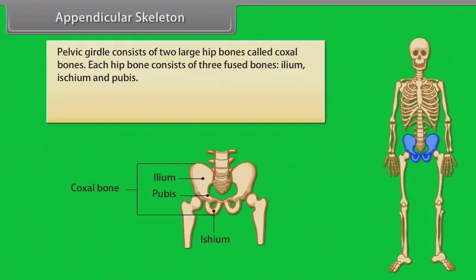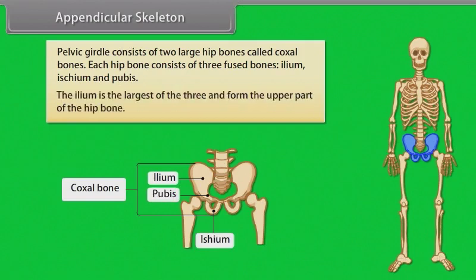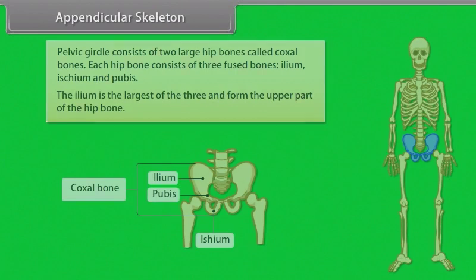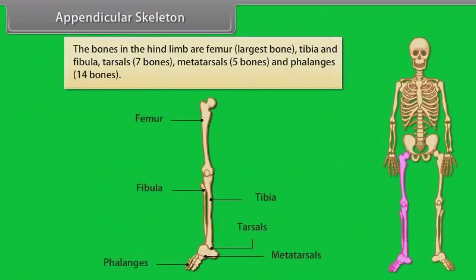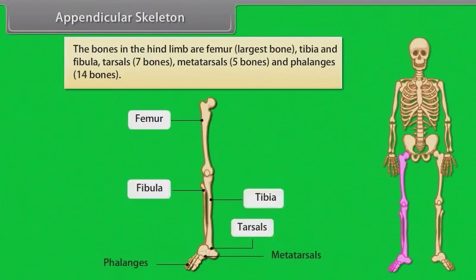The pelvic girdle consists of 2 large hip bones called coxal bones. Each hip bone consists of 3 fused bones: ilium, ischium, and pubis. The ilium is the largest of the 3 and forms the upper part of the hip bone. The bones in the hind limb are femur, the largest bone, tibia and fibula, tarsals 7 bones, metatarsals 5 bones, and phalanges 14 bones.